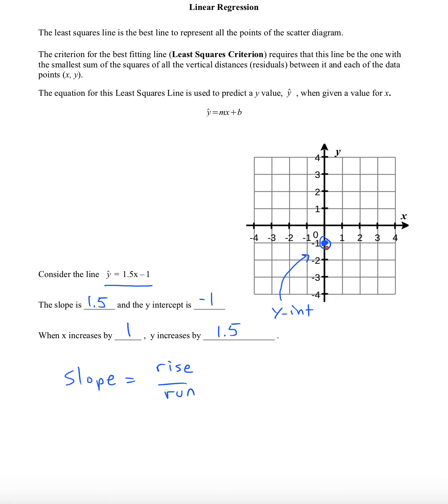So to graph this line quickly, we can just go over 1 unit and then go up 1.5 units. From that point, we can go over another unit, then up 1.5 units again. It's a way of graphing a line from the intercept and the slope. Anyway, just connect those. Then we have our regression line graphed.